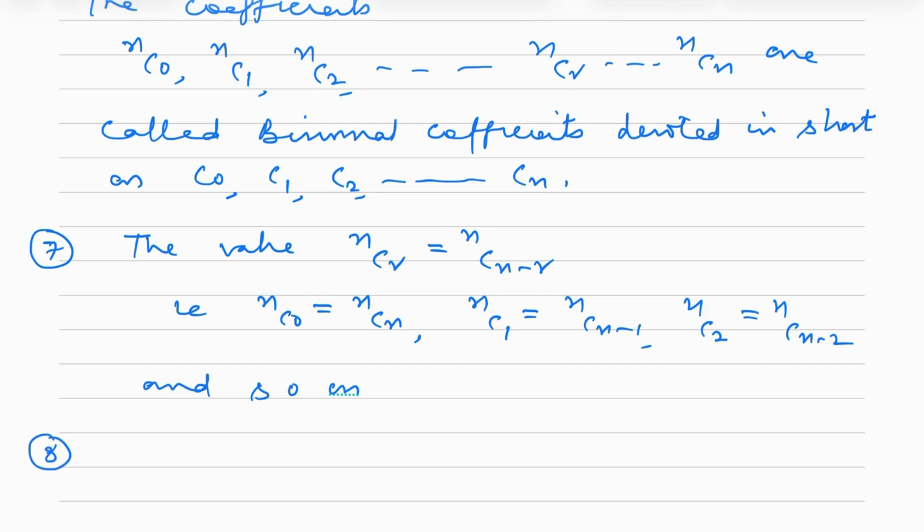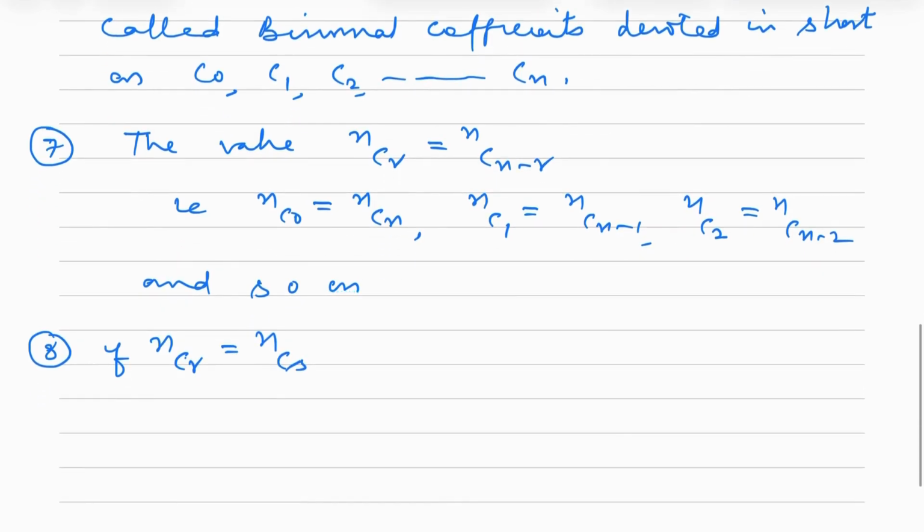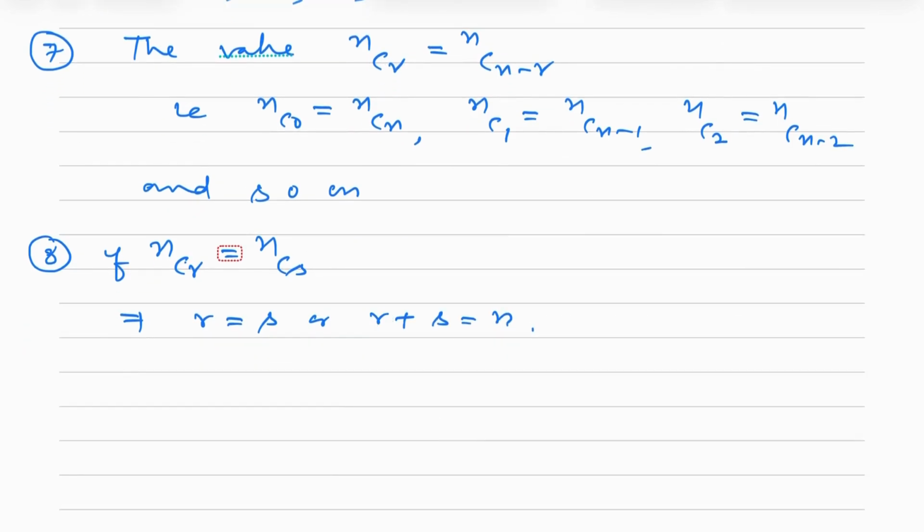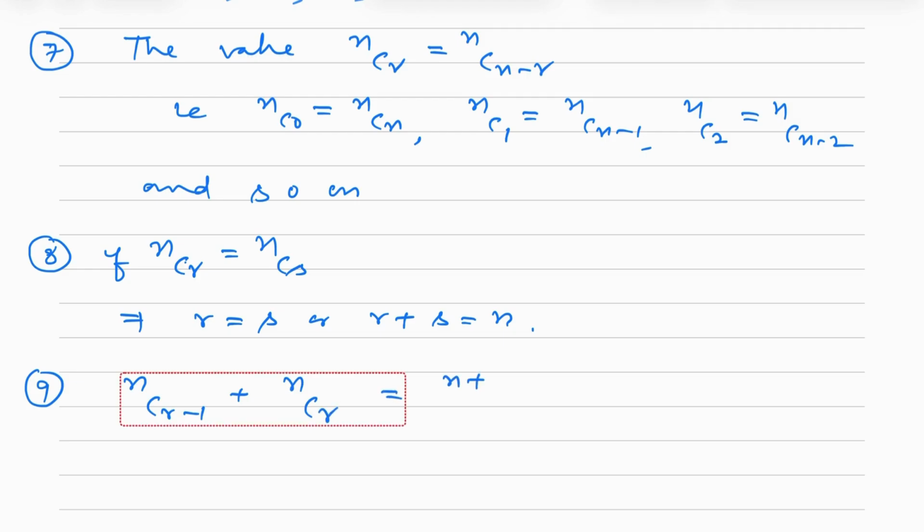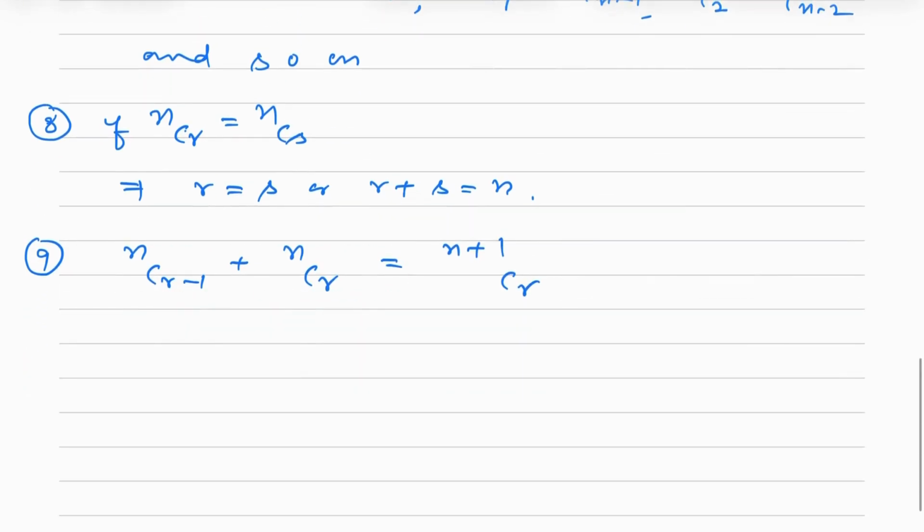Eighth point is, if nCr is equal to nCs, this implies either r is equal to s or r + s is equal to n. Ninth point is, nC(r-1) + nCr is always equal to (n+1)Cr.